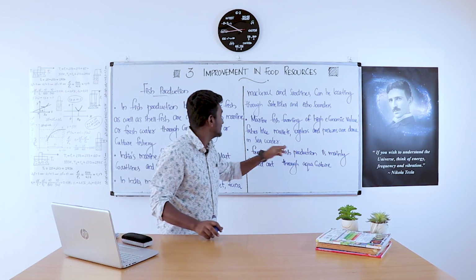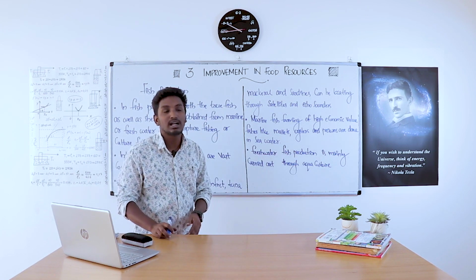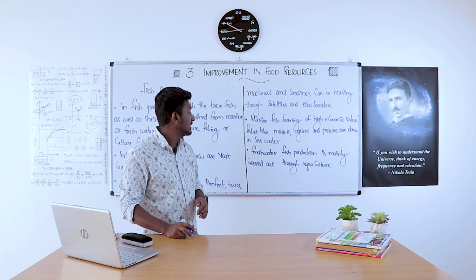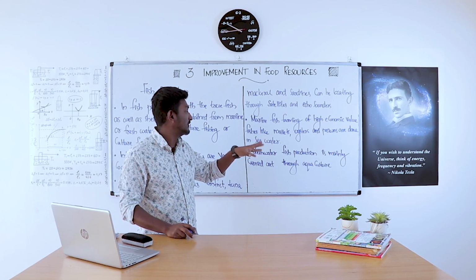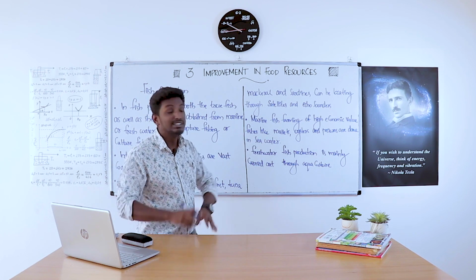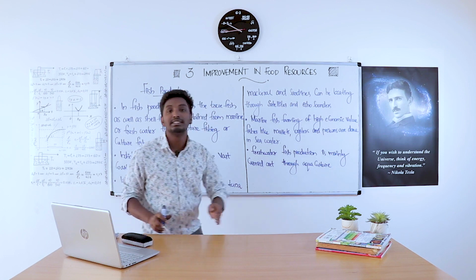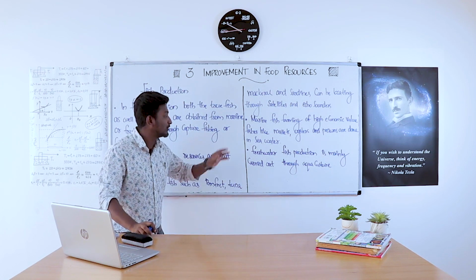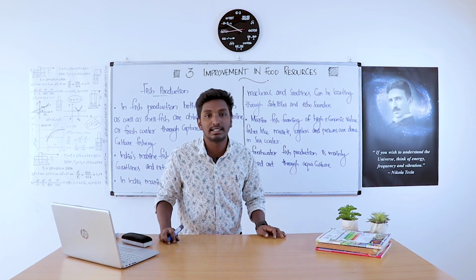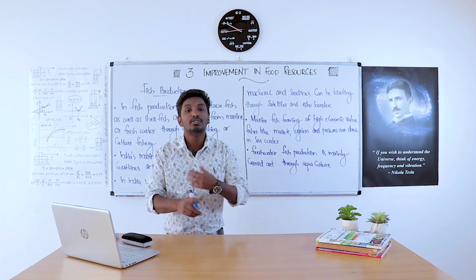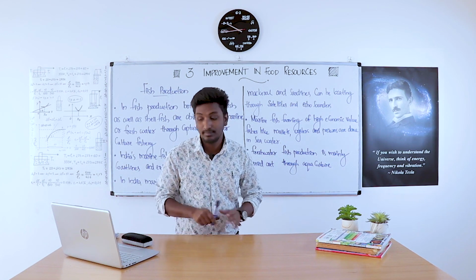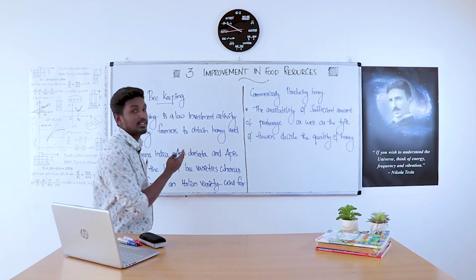Freshwater fish production is mainly carried out through aquaculture. So what do you mean by aquaculture? It is the production of fish which is carried out in freshwater. So freshwater fish production is mainly carried out through aquaculture. So aquaculture is related to fish rearing or fish production. Okay. Moving to the next one.